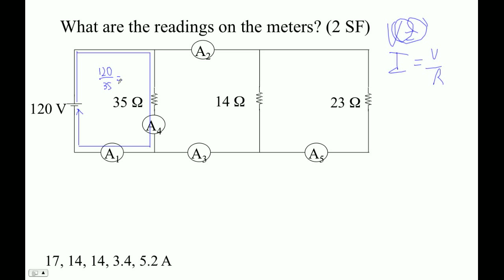I'm going to store this in the variable A. I'm going to call that current A, and it's 3.429. Okay, that's that current. That's A.